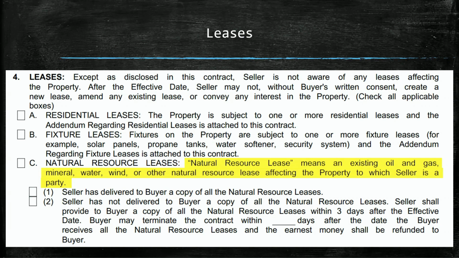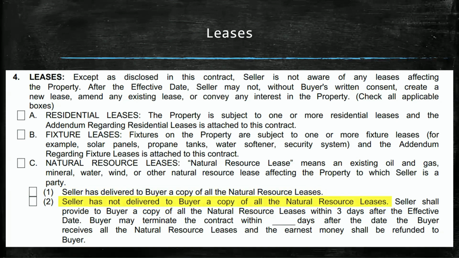So if there are any of these sorts of documents that are applicable to this property, we have to provide a copy of this natural resource lease to the buyer. So the first thing that we want to know in the contract is whether or not, as of the effective date, the buyer has received a copy of the natural resource leases. So we have a couple of check boxes here that says, 1, yes, the seller has delivered to the buyer a copy of all the natural resource leases. Or option 2, the seller has not delivered to the buyer a copy of all the natural resource leases.